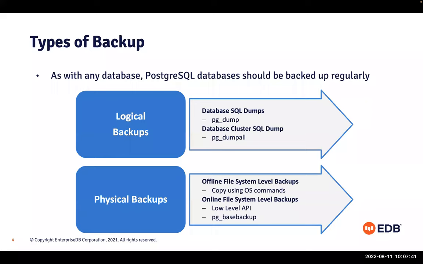When I have to shut down the database, that is a cold backup, a consistent backup. As per organization policies, you may take the cold backup in some situations, and for that the offline system level backup is useful. Another method is when your database and application are up and running and you want to take the backup; that is an online backup, a hot backup. There are two ways: the low level API, which is the traditional technique, and pg_basebackup. By using pg_basebackup, you can take the file level, online backup of your databases.